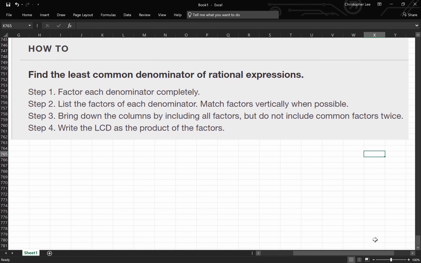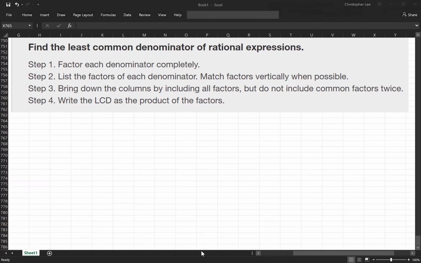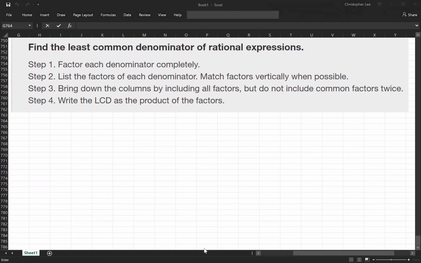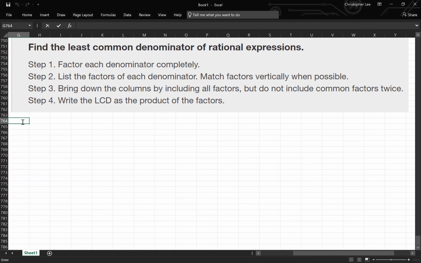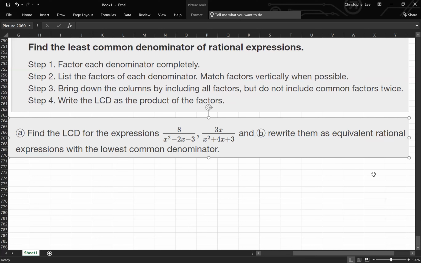Let's take a look at this. And try and leave a little bit of the instructions up. So here, we want to find the LCD for this expression, right? Not adding or subtracting yet, we're just finding an LCD, right? And then B, we want to rewrite the equivalent rational expressions with the lowest common denominator.